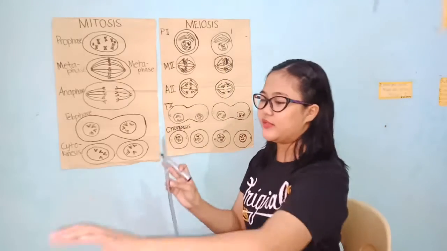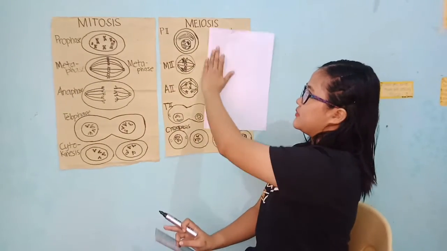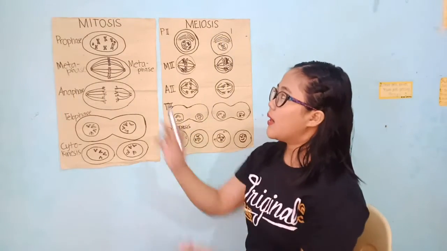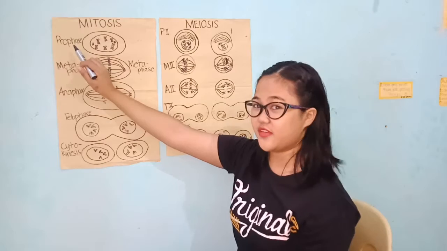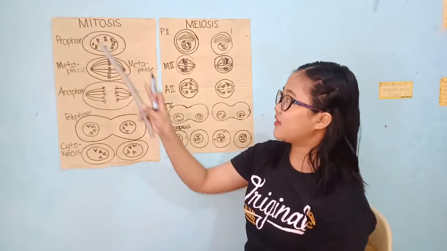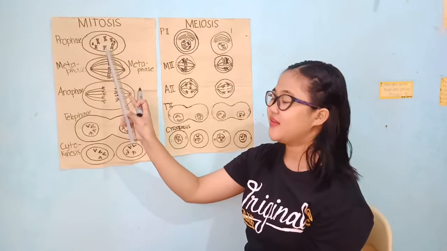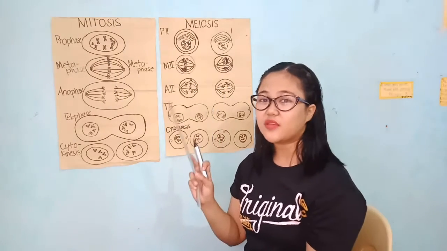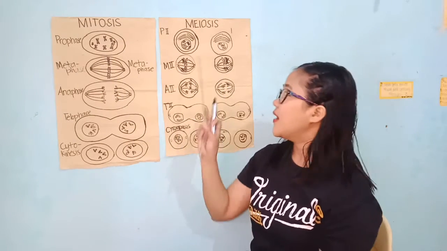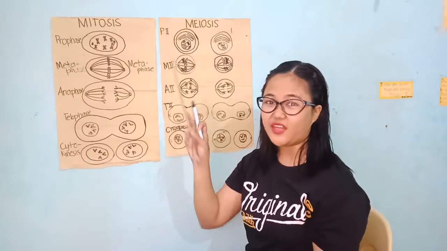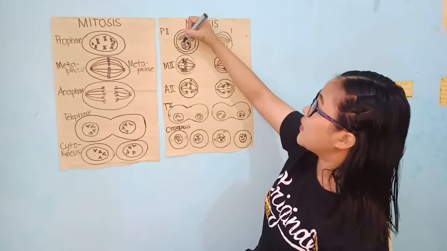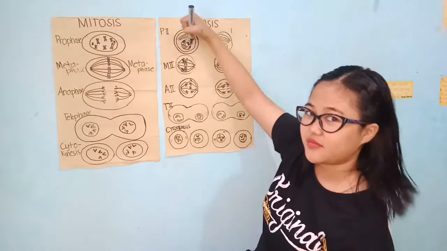So imagine that it's phase 1. So I'll cover this up for now. In mitosis, as I've said earlier, prophase is the thickening of the chromosomes. While in meiosis, prophase 1, the chromosomes are also thickening, but they are in pairs, pair by pair.